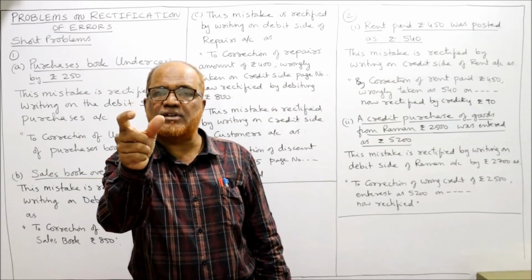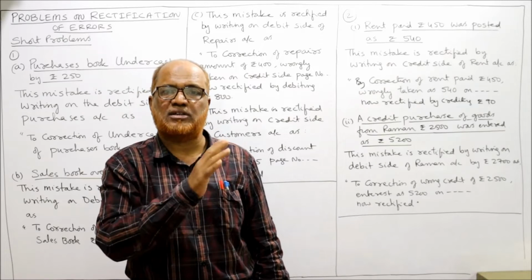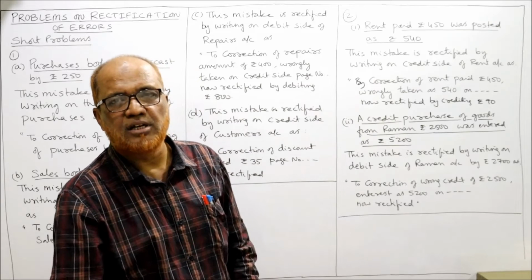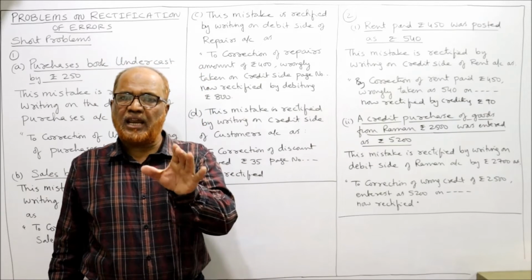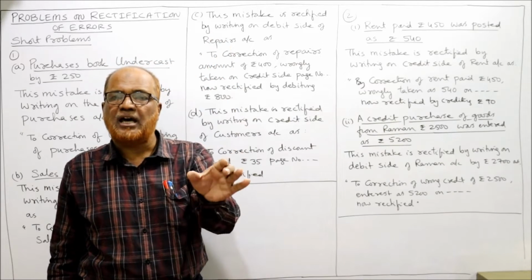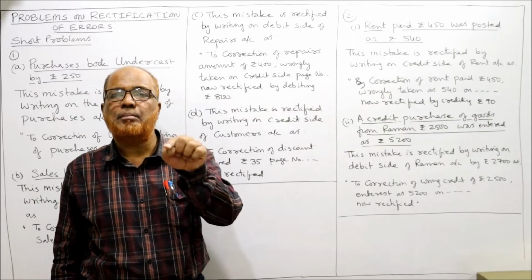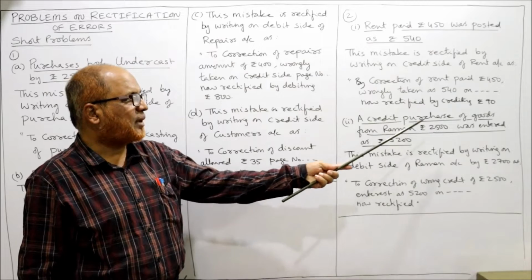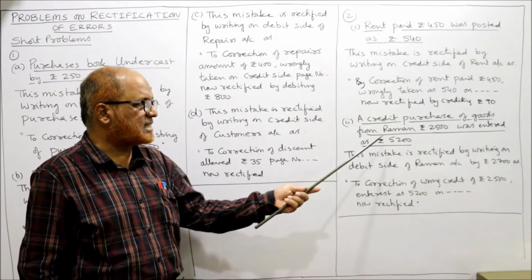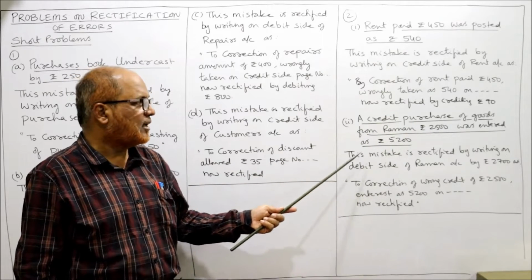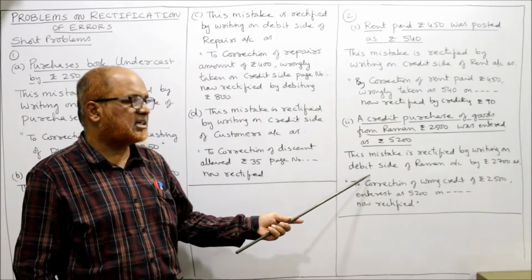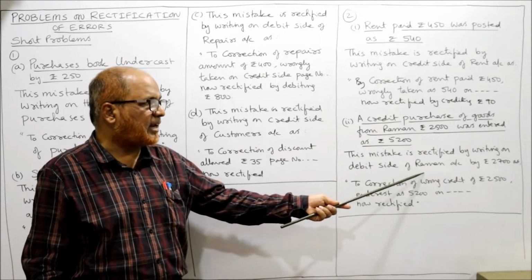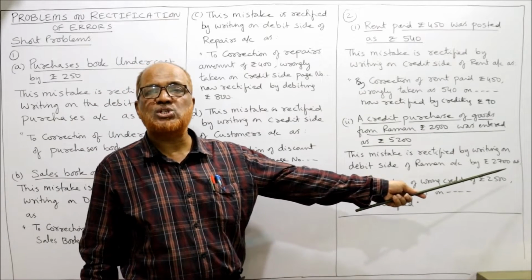That 2700 rupees now will be debited. Which account? Raman's account will be debited. So it's a one-sided error. The error will be rectified by debiting Raman's account by rupees 2700. Now see here, a credit purchase of goods from Raman of 2500 was entered as 5200. This mistake is rectified by writing on the debit side of Raman's account by rupees 2700.